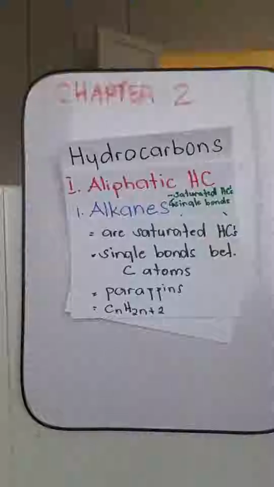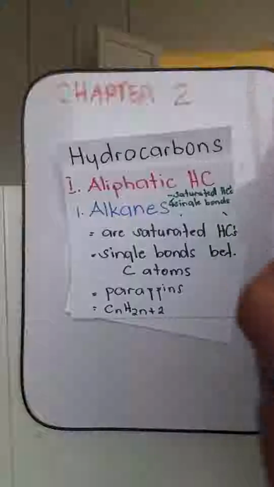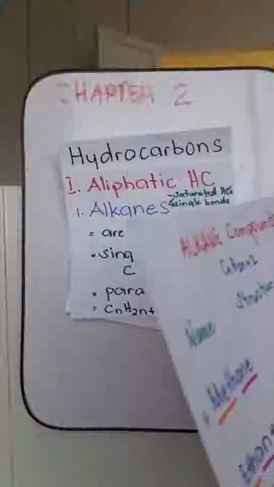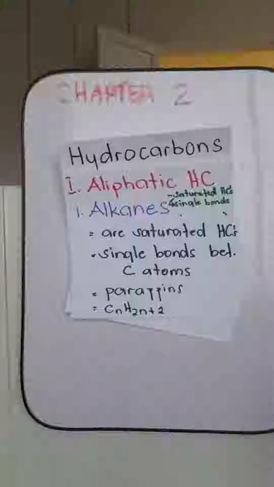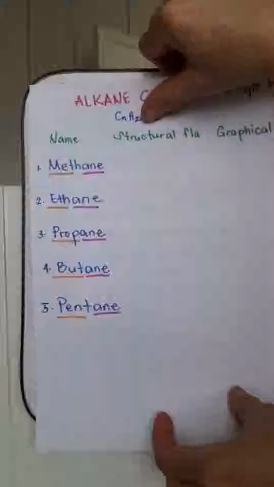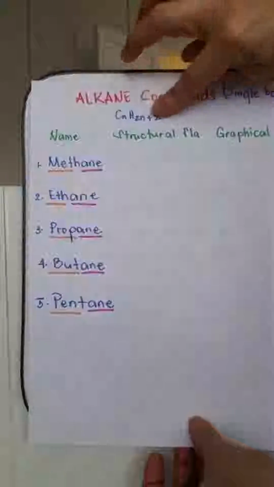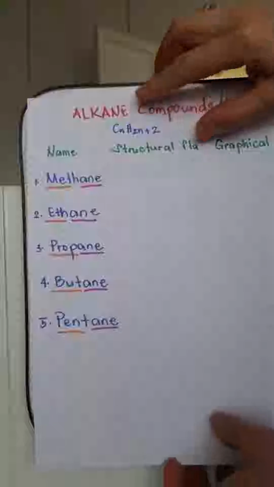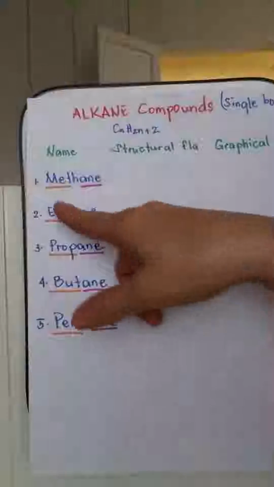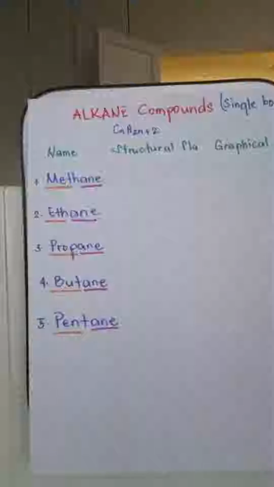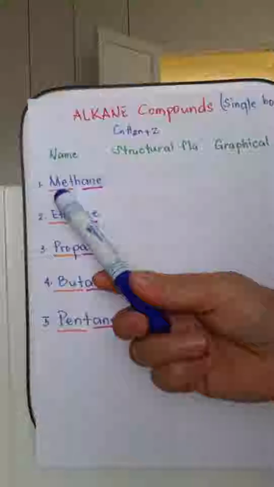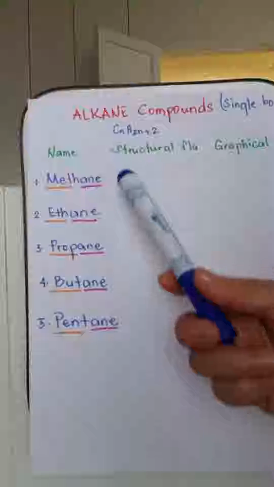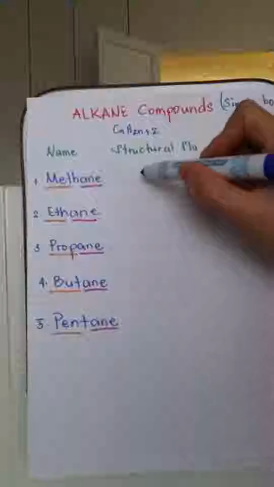Okay, what are the alkane compounds? We have this. Can you see? The first compound under the alkanes is called methane. So what does that mean? With the prefix met, meaning the structural formula has only one carbon atom.